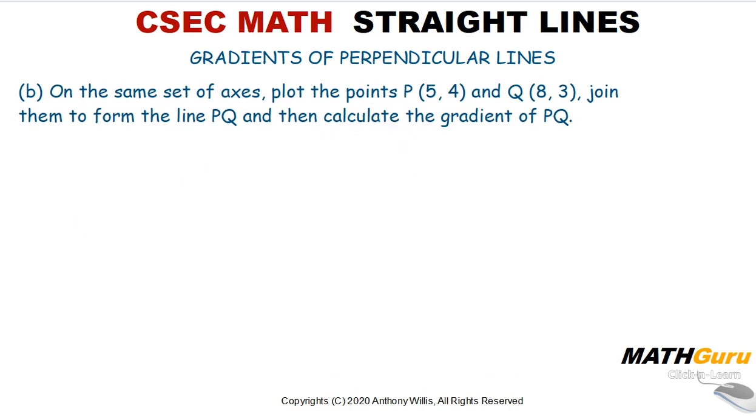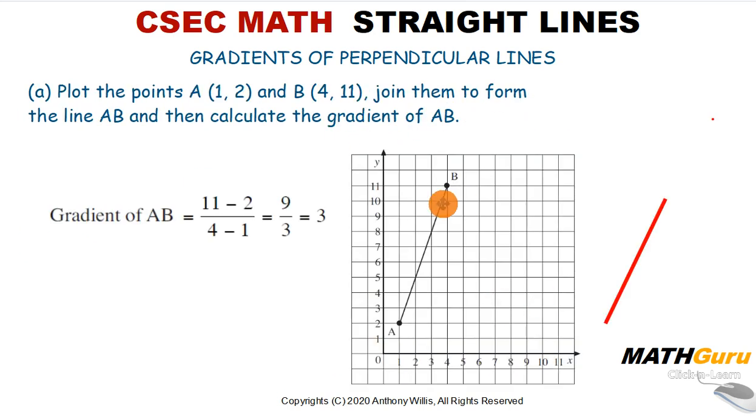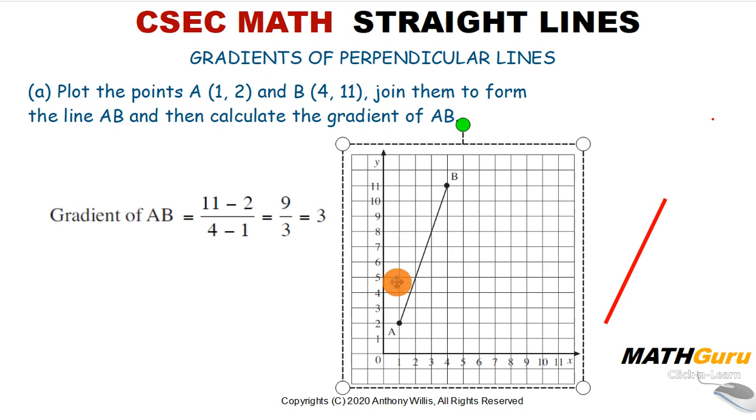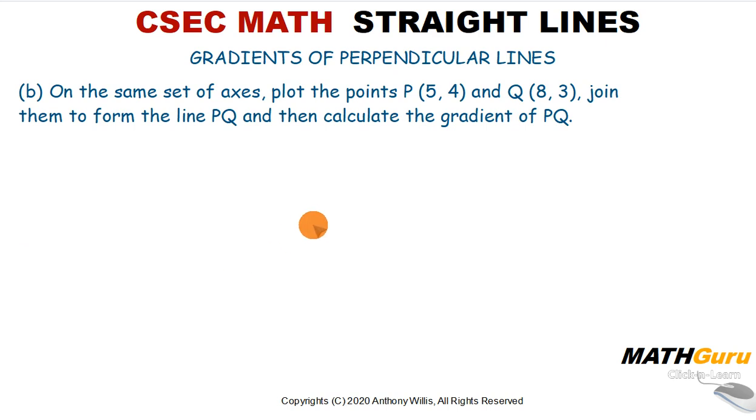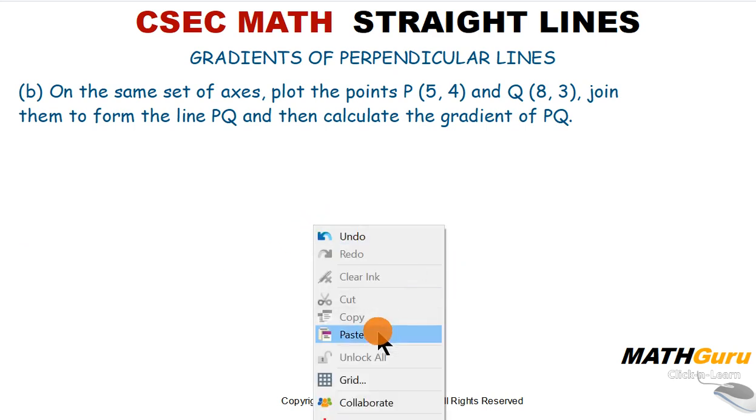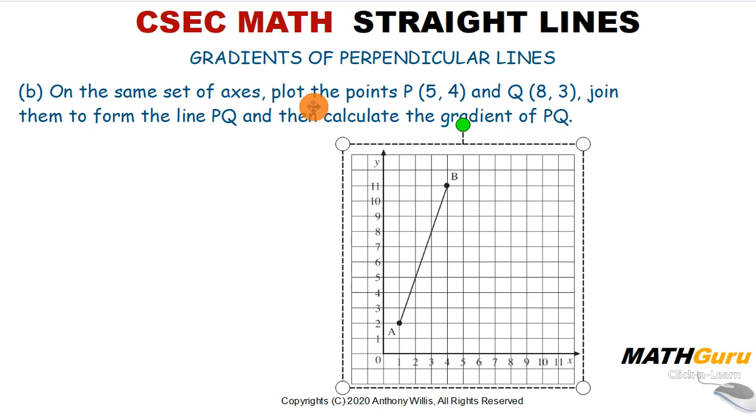Let's take a quick look back at the previous graph. Let me bring the graph over here. Excuse me. So on the same set of axes, plot the points P, 5, 4, and Q, 8, 3. So do that exercise, and then we'll calculate the gradient of PQ.